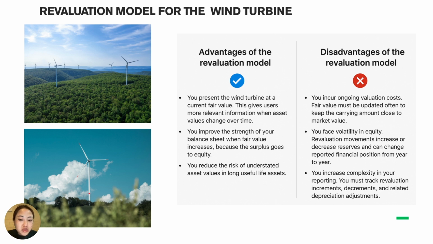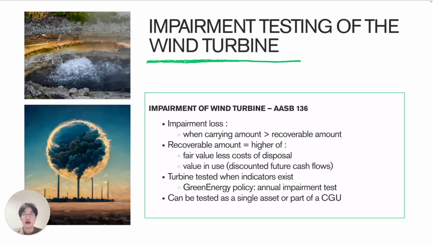And number three, you increase complexity in your reporting. So when you do that, you must track revaluation increments, decrements, and related depreciation and adjustments throughout the year, which is a disadvantage. So I'm done with my part of the presentation. That's the advantages and disadvantages. The next presenter will present on what are some potential indicators of impairment that GreenEnergy Limited should monitor for the wind turbine. Thank you.